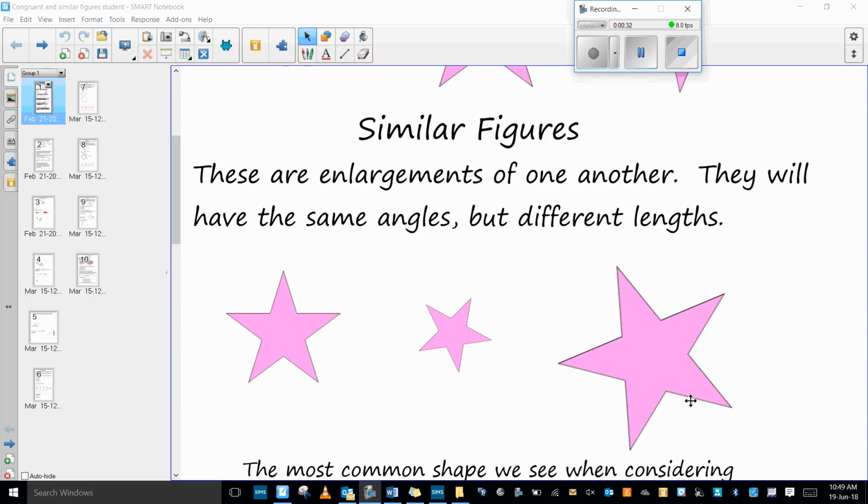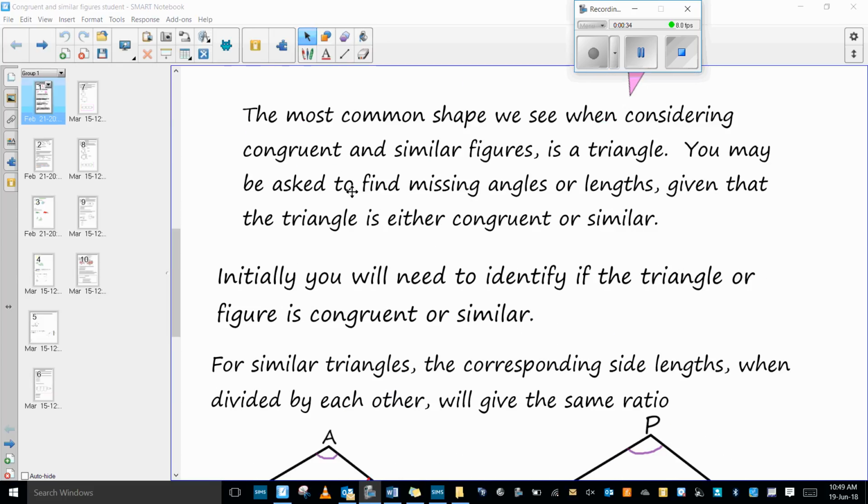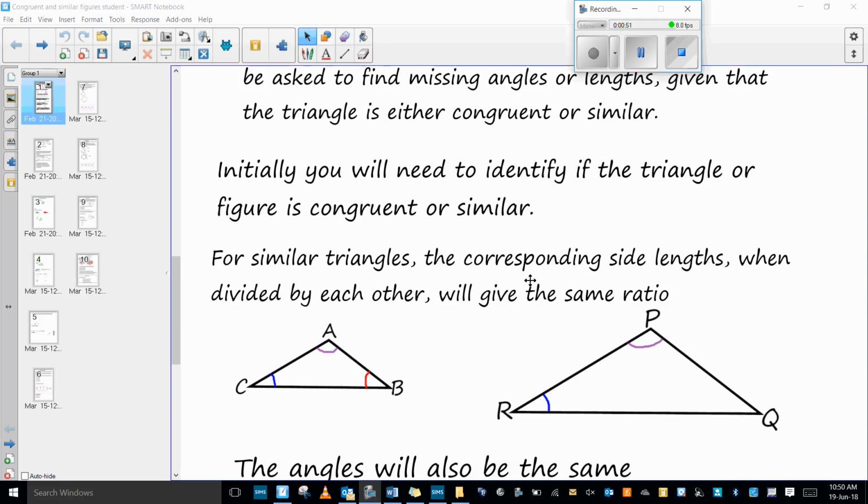So the most common shape we see when considering congruent and similar figures is a triangle. You may be asked to find missing angles or lengths, given that the triangle is either congruent or similar. So initially you're going to need to identify if the triangle is congruent or similar. For similar triangles, the corresponding side lengths when divided by each other will give the same ratio. Now, I've just said that quite quickly.